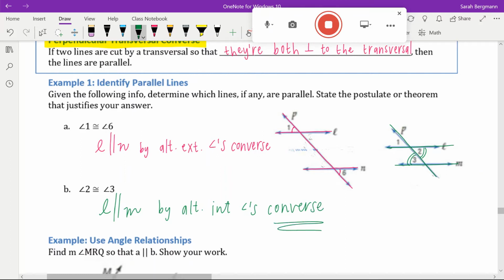Make sure every time that you're trying to prove lines are parallel, it's always the converse of the theorem. Remember, the regular theorem starts with the lines parallel as the hypothesis and concludes that certain angles are either congruent or supplementary. However, all the converse statements start with the fact that the angles are congruent or supplementary, and conclude that the lines are parallel.